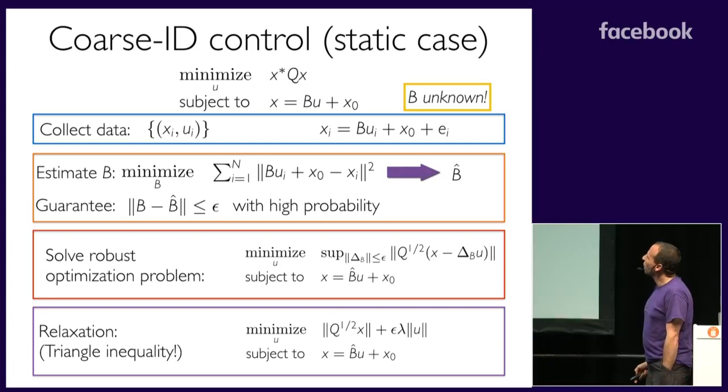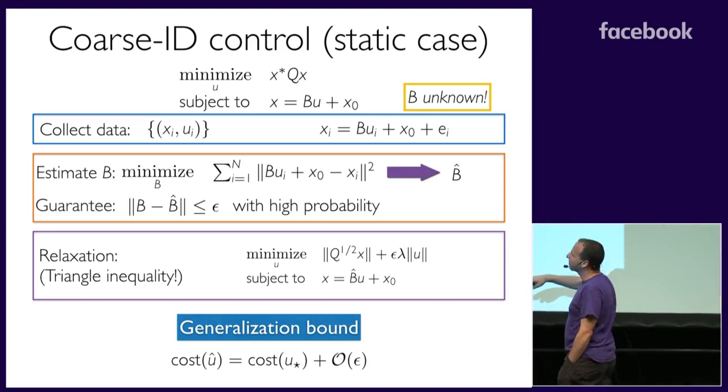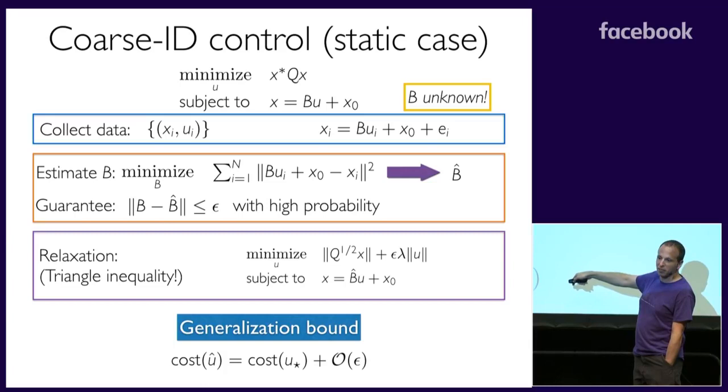The other thing that's nice for people who care about these things is that a generalization bound on my model will turn into a generalization bound on my cost function. And that's also what I really like. So this is now one of these weird things.